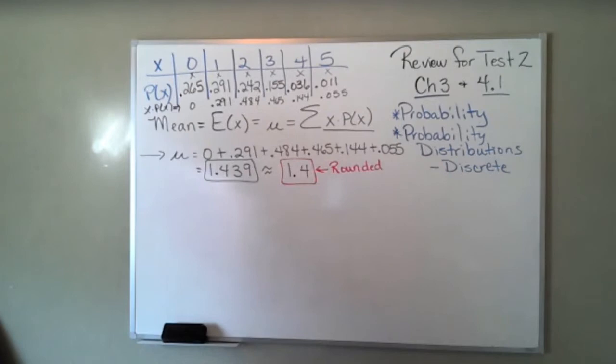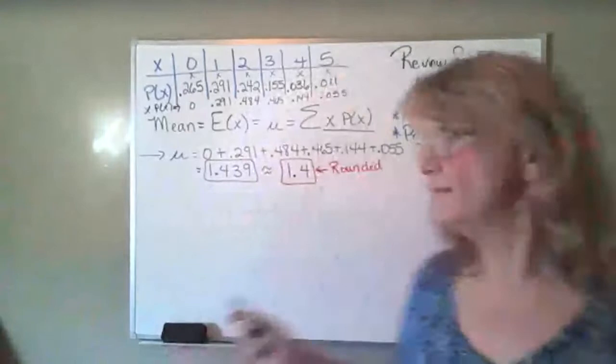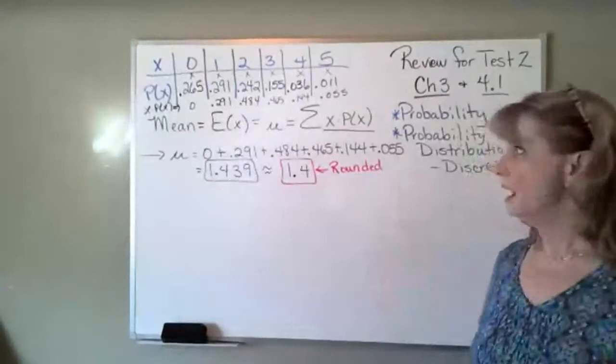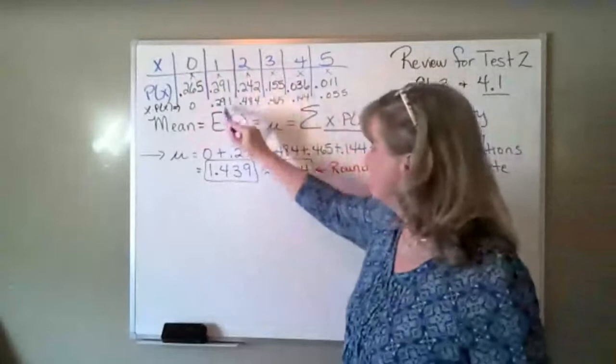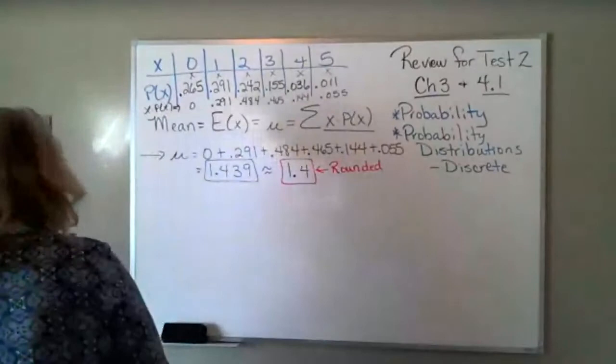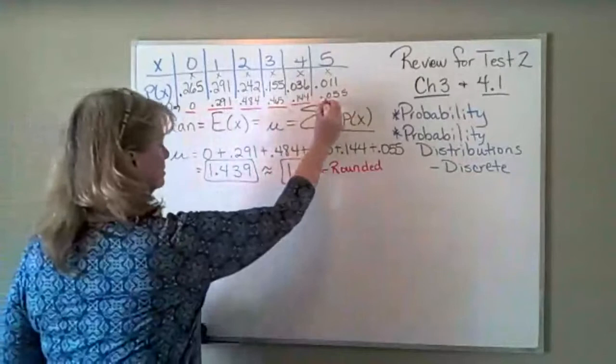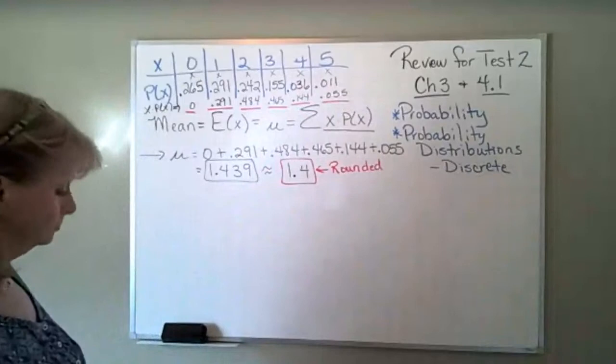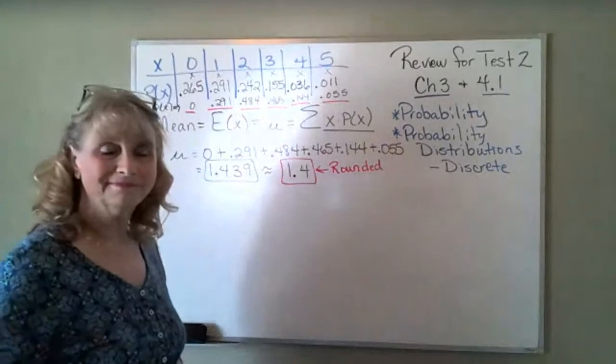Now the next one is to find the variance. Does anybody have a question about finding the mean of a discrete random variable before I go on? I'm hoping you can see that if you draw the chart on your scratch paper, then you just multiply down, and that gives you the different numbers that you need to add to get the mean. You see, those are the numbers I added to get the mean. Any questions? Okay, then let's go on to the variance.